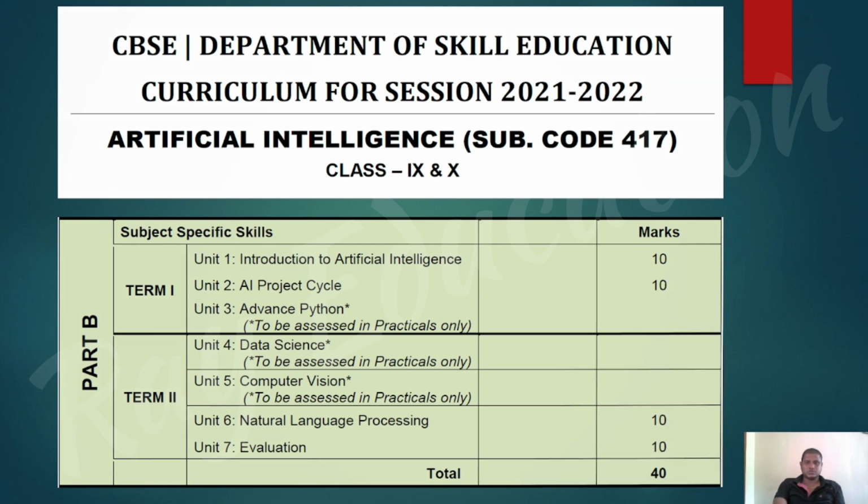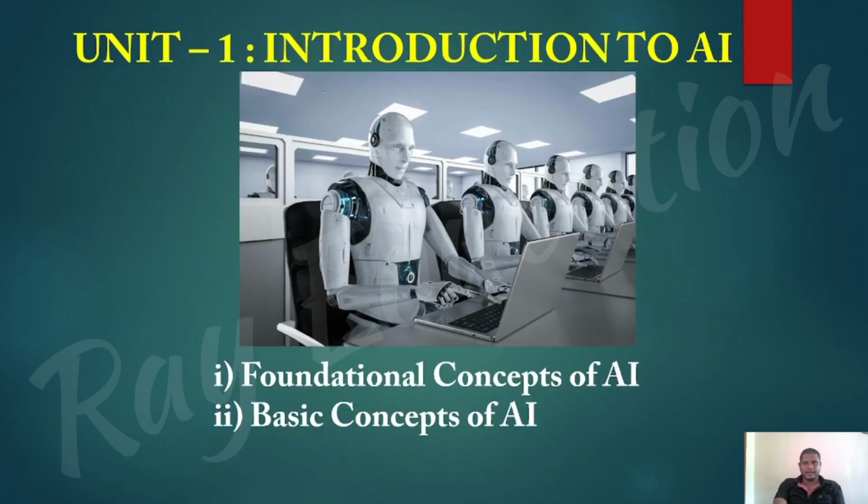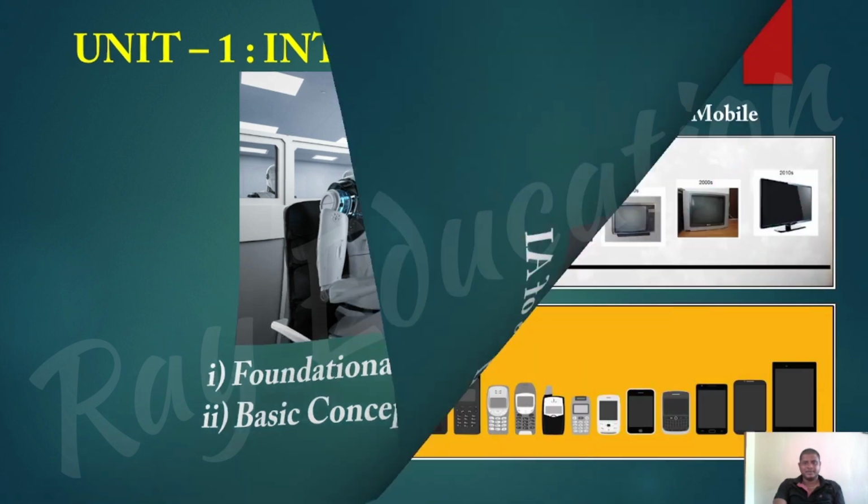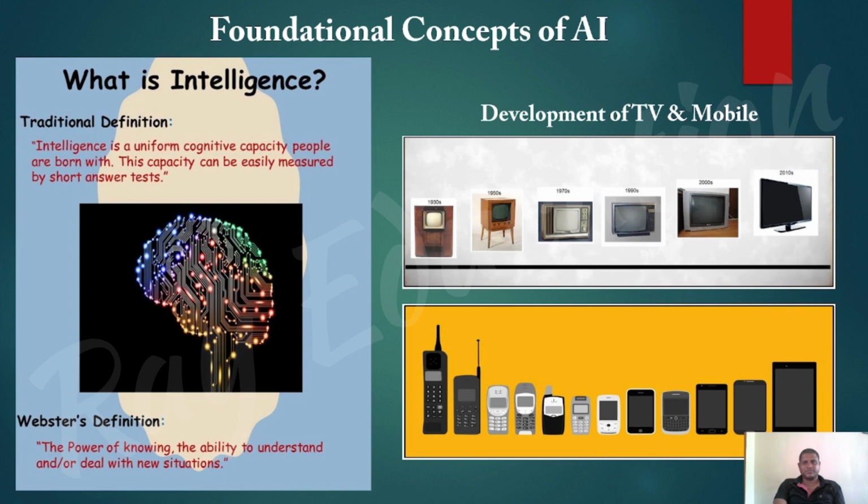Now I am going to start the introduction of Unit 1. In our Unit 1, we are going to see two chapters. One is the foundational concept of artificial intelligence and the second one is the basic concept of AI. Let's step into the foundational concept of AI. So first, what is intelligence?